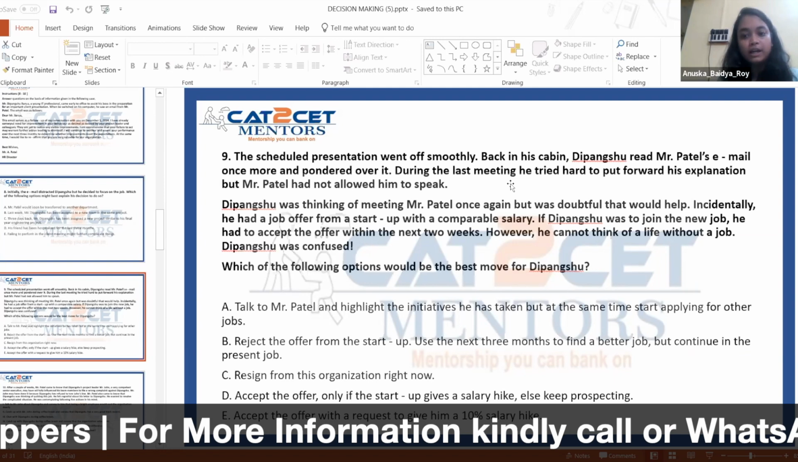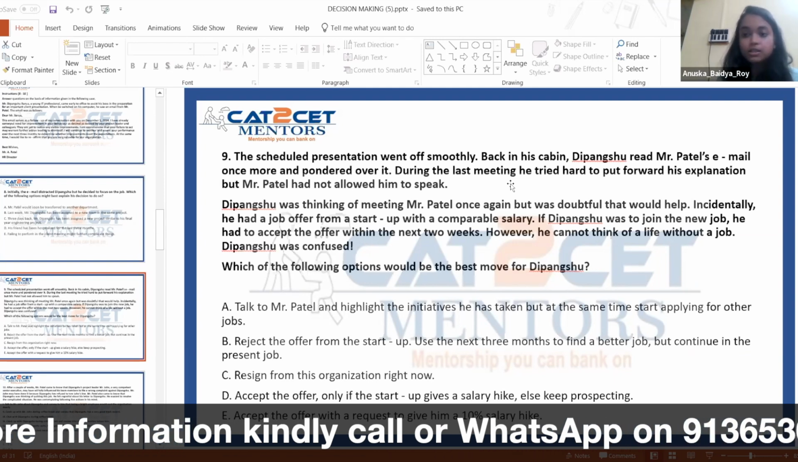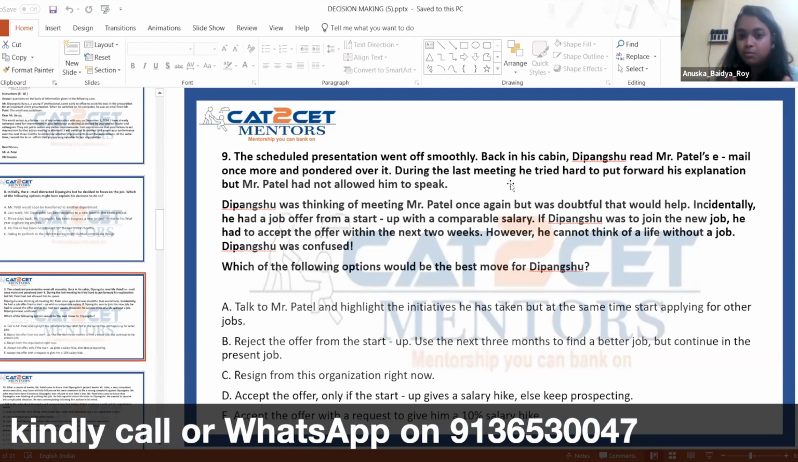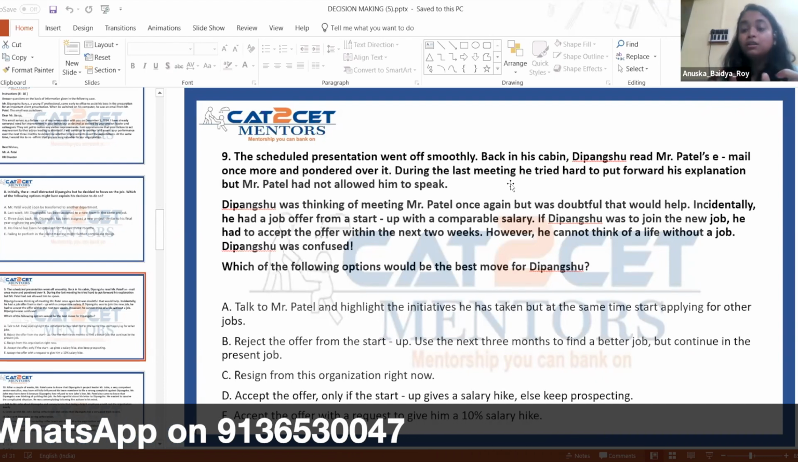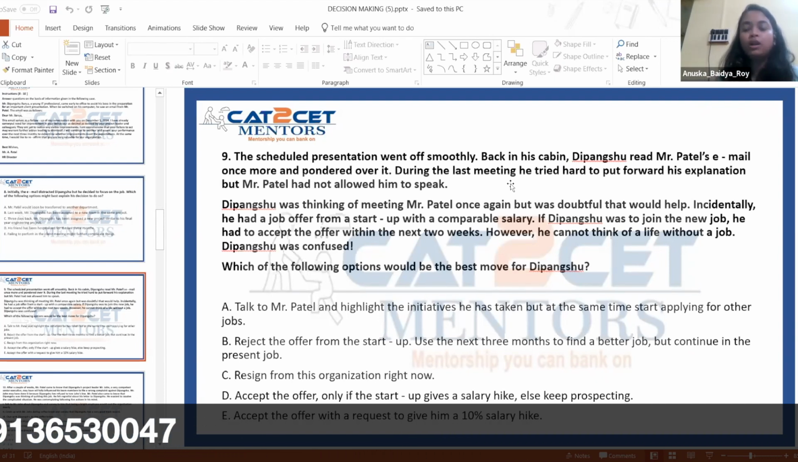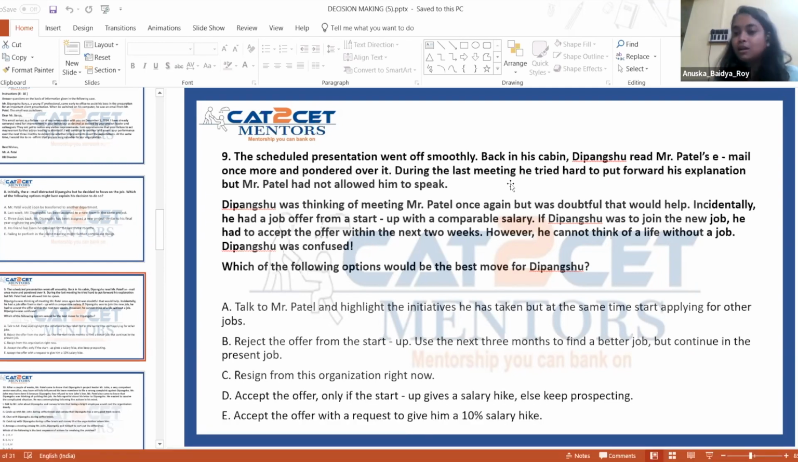However, he cannot think of a life without a job. So he is a very focused person. He cannot live without a job. Very important. Keep it in note. These lines are very important. He cannot think without a job. What does that imply? Whenever you will have an option which says that Dipanshu should leave the job and sit at home searching for a new job, will that be a valid option? He is a man who cannot think of a life without a job. Will you choose that kind of option? No, right? You will not choose this kind of option. Right? However, he cannot think of a life without a job.